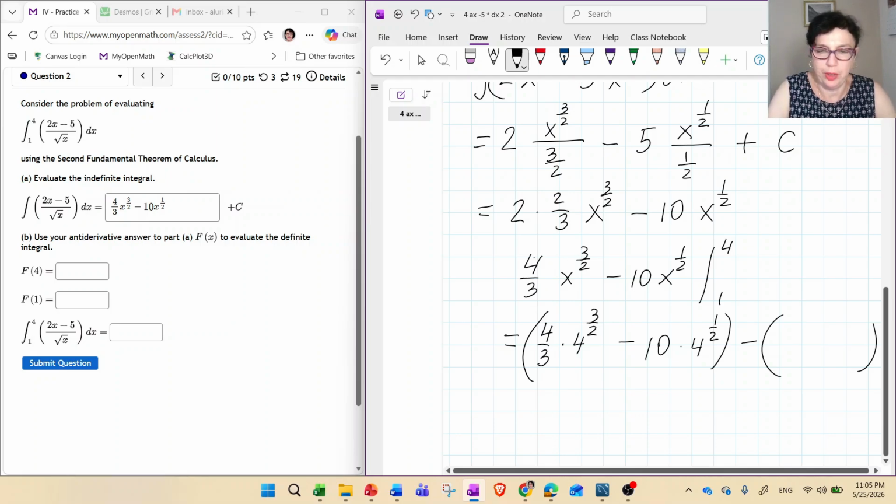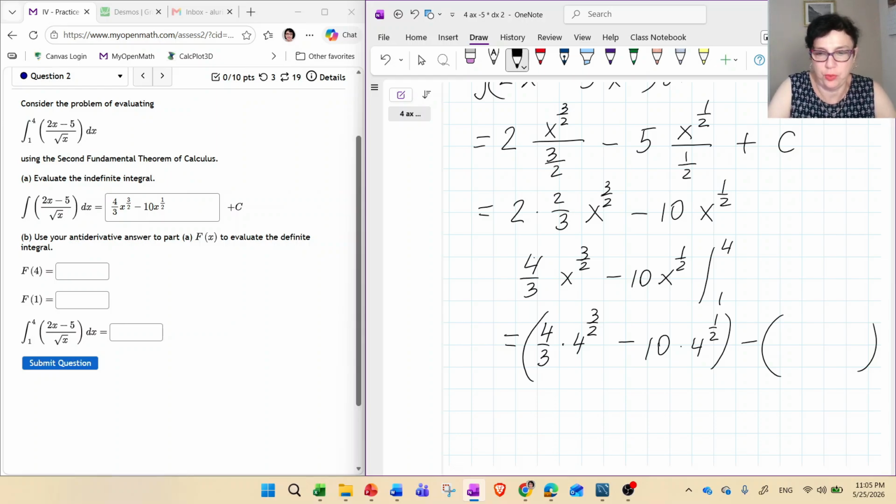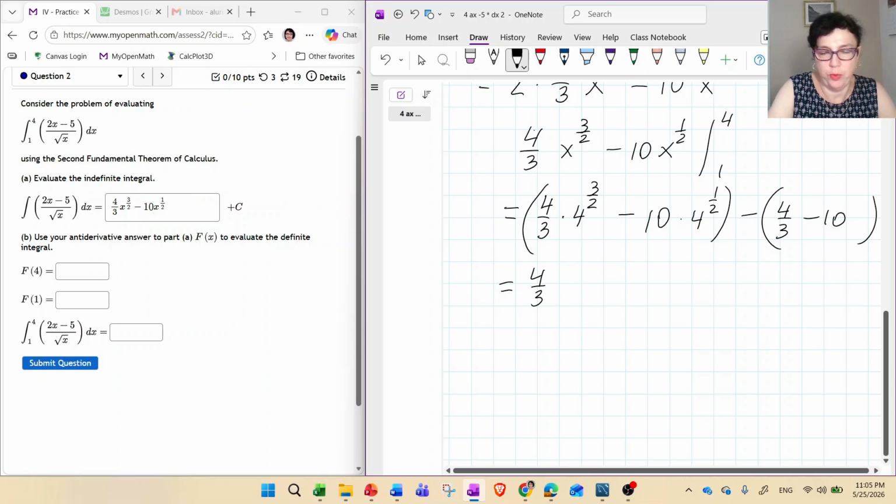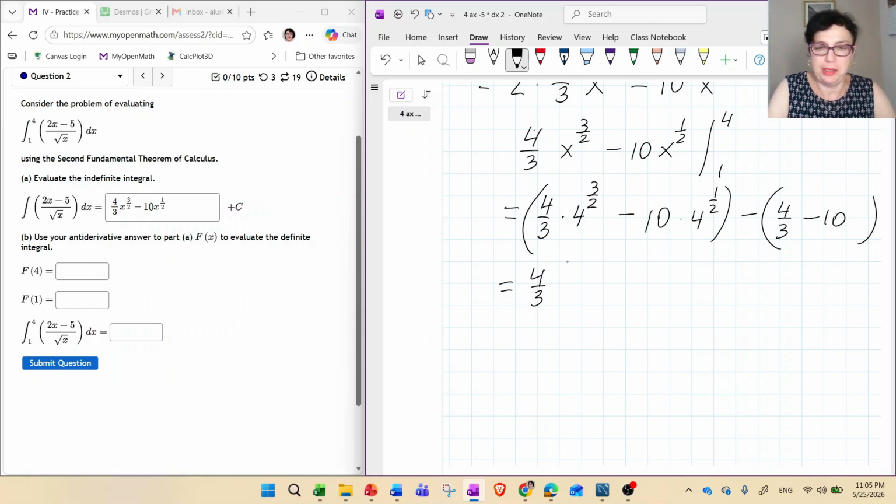Now, the good news about 1 is that 1 to any power is just 1. You're going to get 4/3 minus 10. Why do I want to do it without a calculator? Well, what is 4 to the power 3 halves? This is the same thing as taking square root of 4, or raising it to the power 1 half, which is just 2, and then cubing it, and that's 8. Then I get 4 to the 1 half. That's the same thing as square root of 4, so that's 2. And then here let me distribute the minus, so I'll have negative 4/3 plus 10.